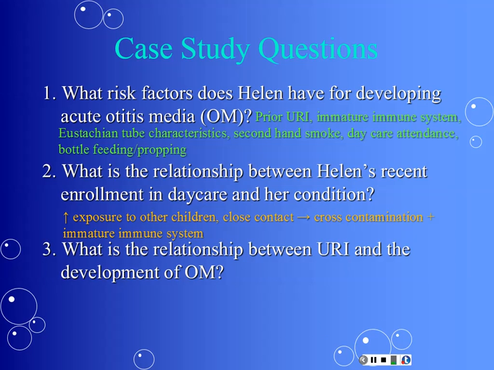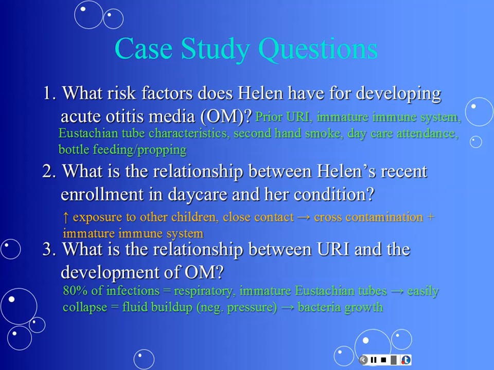So as far as the relationship between upper respiratory infection and the development of otitis media, we already talked about her already being at risk. And this is why, when we're talking about 80% of infections with kids being respiratory related, they've already got those immature eustachian tubes, which are prone to easily collapse. Anything that's stasis, with fluid buildup sitting there, likes to grow things. So negative pressure causes the eustachian tubes to collapse, and you can get bacteria growth.